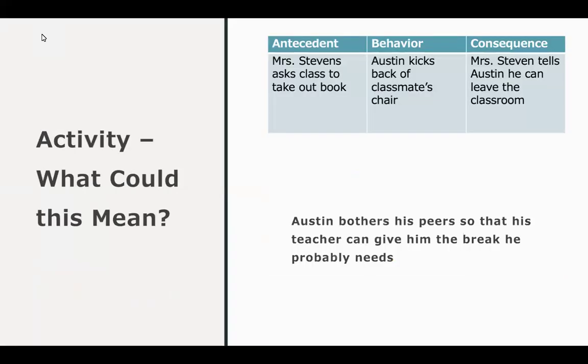So what could this mean? Austin is bothering his peers so that his teacher can give him the break that he probably needs. This tells us that whenever Austin has to do work and doesn't necessarily feel like it, he resorts to just bothering his peers, which is very disruptive, and his teacher lets him get out of that situation.